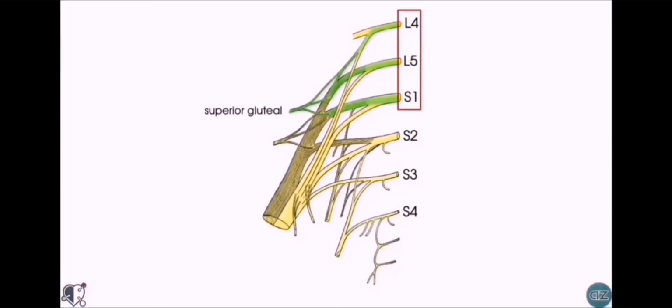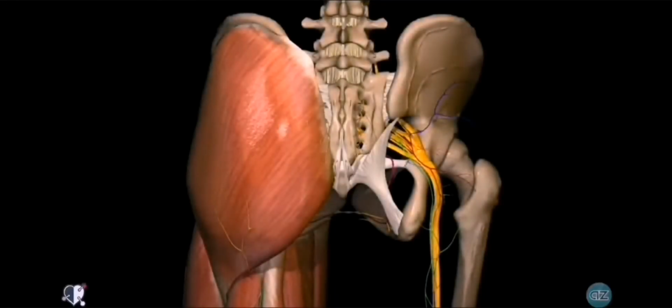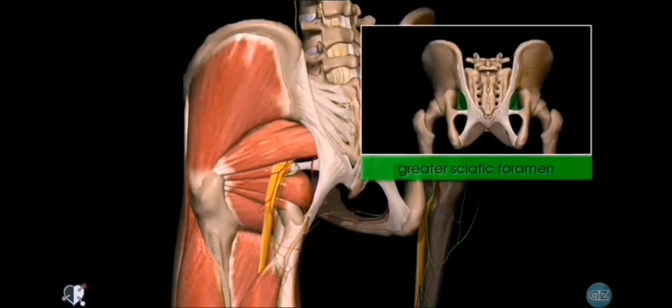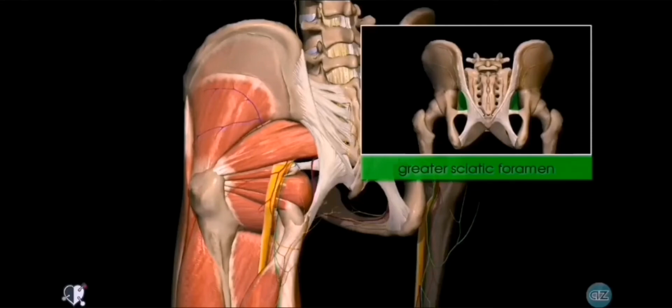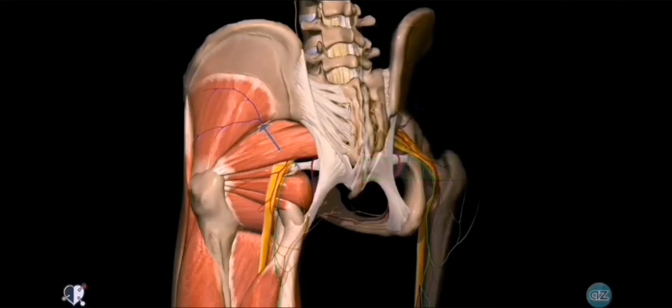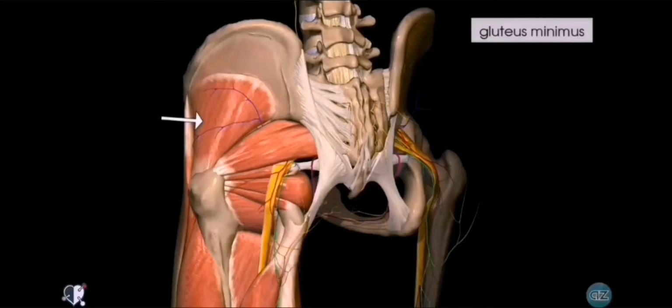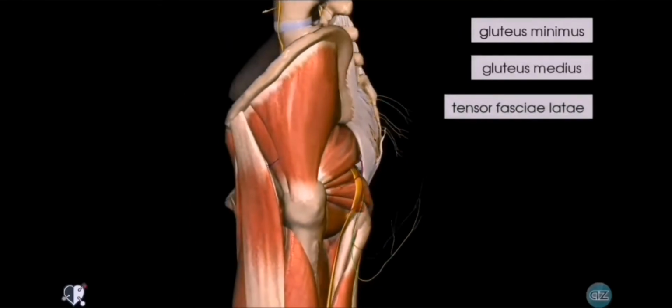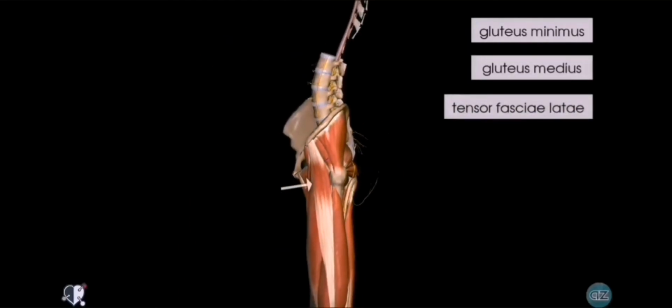The superior gluteal nerve originates from nerve roots L4, L5 and S1. It leaves the pelvis by the greater sciatic foramen, entering the gluteal region superior to the piriformis muscle. I have removed the gluteus maximus and gluteus medius so that you can see this here. It is accompanied by the superior gluteal artery and vein for much of its course. In terms of its motor function, it innervates the gluteus minimus, which you can see here, the gluteus medius, which I have just brought back, and the tensor fasciae latae.